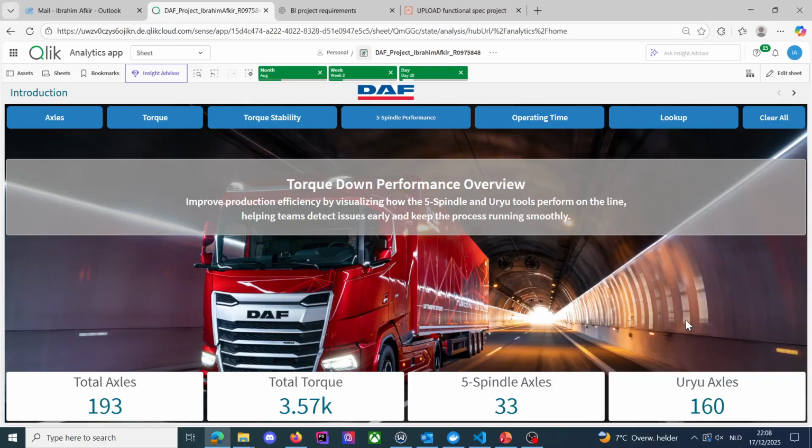Hello everyone. Today I am covering a visualization for DAF engineering and maintenance from Axel's factory department. The goal of this visualization is to improve the production efficiency and to keep the process running smoothly.